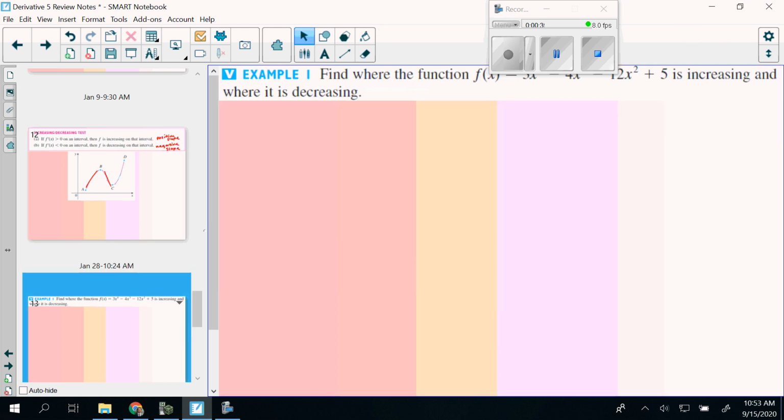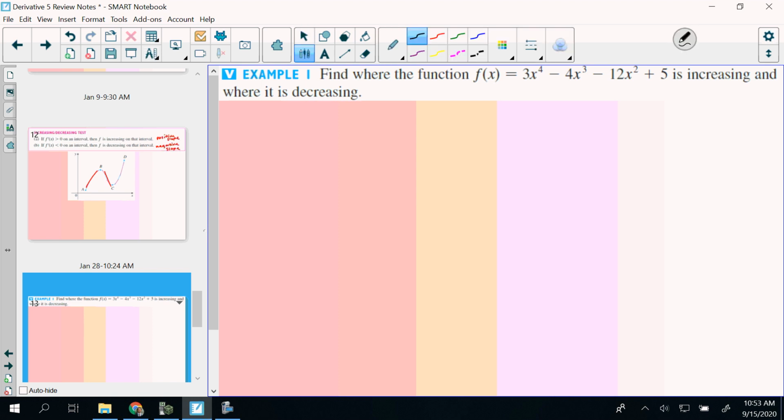Let's look at one example here. Find where this function is increasing and where it is decreasing. So what you want to do first, find the derivative, because we need rate of change to find this out. If we do that, just using our little power rule here, you got 12x cubed minus 12x squared minus 24x. The derivative of 5 is 0, it's a constant.